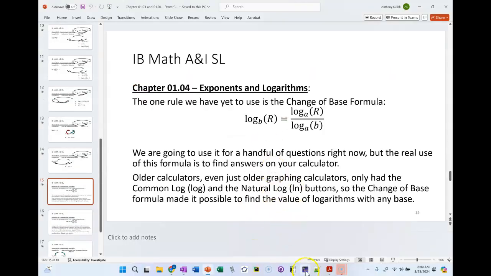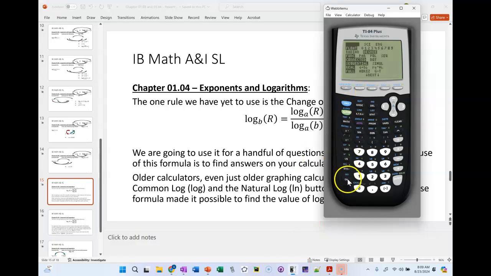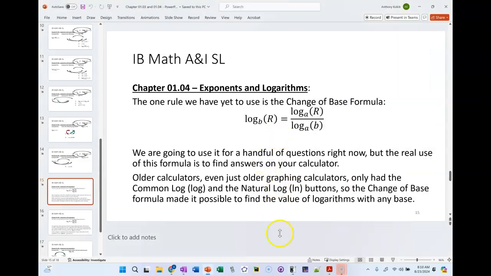I'd like to remind you that on your graphing calculators, if you press the math button and scroll all the way down, you have the option to use the log base command, where you can input any base for your logarithm. So if you wanted to do log base 2 of 5, you can just type it in and press enter and it'll spit it out for you. You don't need to use a change of base formula, but I'm mentioning it here.